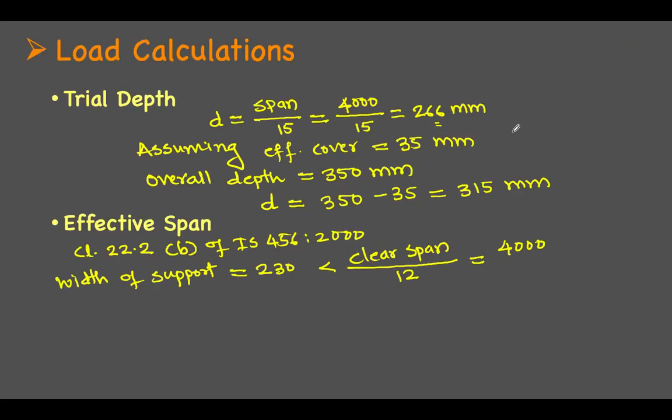So in this way we have to deduct from the total center to center distance 230, and this we will be getting as something. You can check it, it is less than 3770 by 12, and this value 230 is less than this value. Hence we have to calculate effective span not by considering continuous beam effect, but as per clause 22.2a.